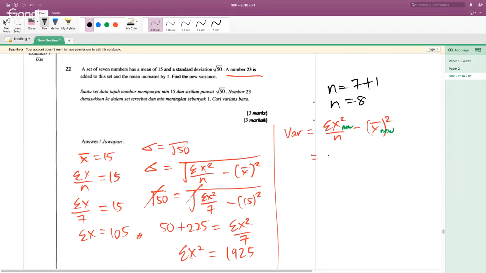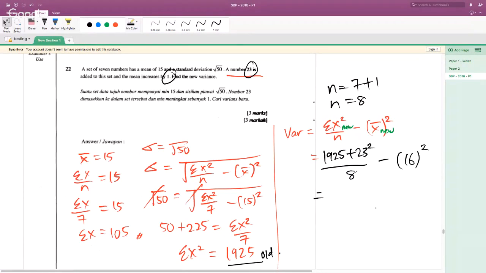So I have to use my old value. This is my old sum of x squared, 1925, plus the new number added in, 23 squared, over 8 minus mean squared. The question tells me the mean increased by 1. My previous mean is 15, increased by 1 is 16 squared. This is how we find the variance. So 1925 plus 23 squared, divided by 8, minus 16 squared. Yeah, you will get 50.75.